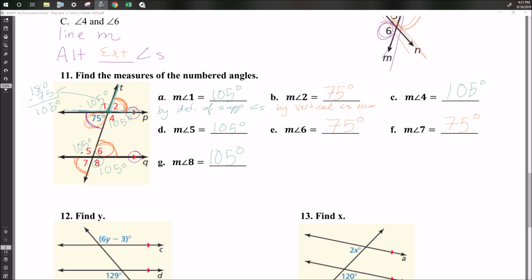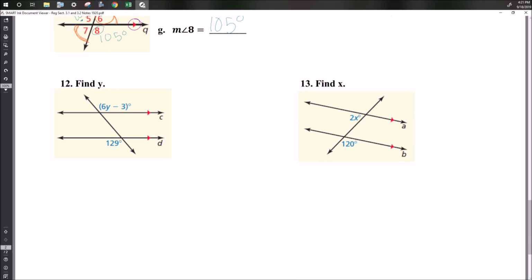So the last two we have are number 12 and number 13. On these ones, what we'll need to do is either use the angle pair they already give us, set up an equation, and solve for x or y. Or maybe we're going to have to use some other angle pair knowledge and find a different angle to then be able to set up an equation.